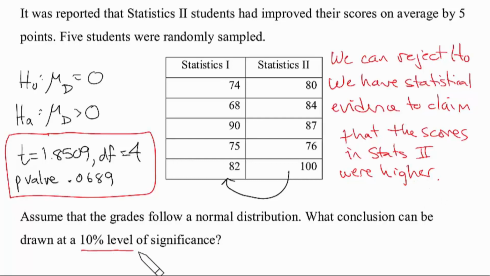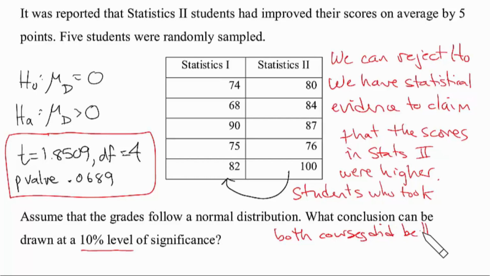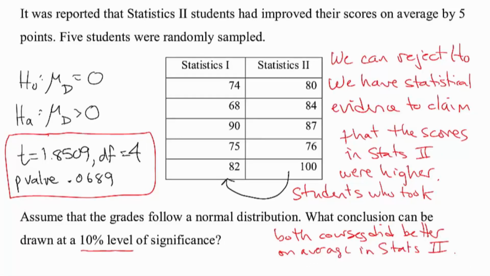At a 10% level of significance, we can say that the way these results came out, it would be pretty unlikely for this just to happen on the basis of chance alone. And so we're going to use that to claim that the scores in Statistics 2 are higher. And we could say that actually in a more precise way. Remember, this is a paired t-test. So we're going to say that students who took both courses did better on average in Stats 2.